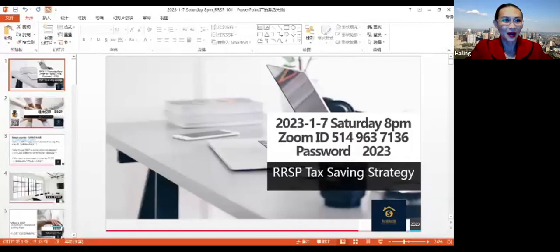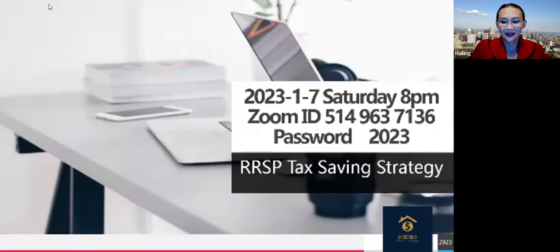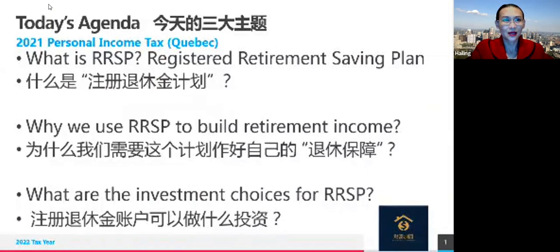This month, we will help you to understand the tax saving strategy. The first series classes will be RRSP, Retirement Saving Plan. So what is Retirement Saving Plan? We will touch base on the three major topics.